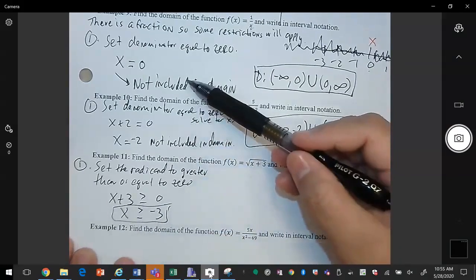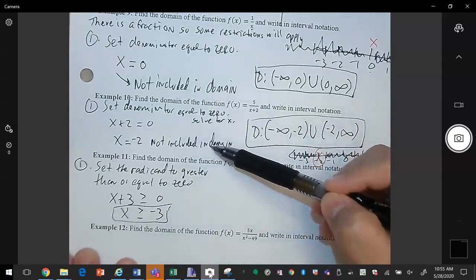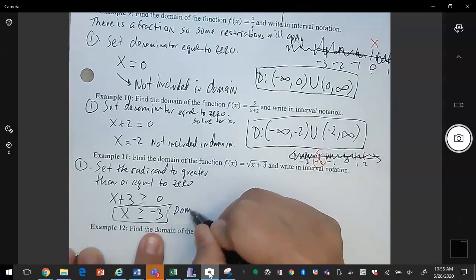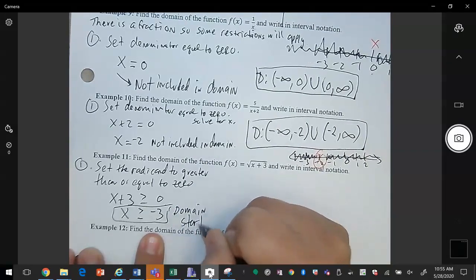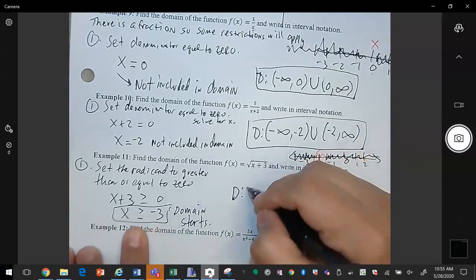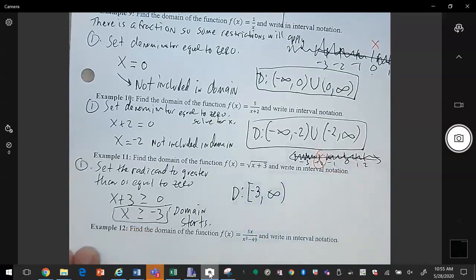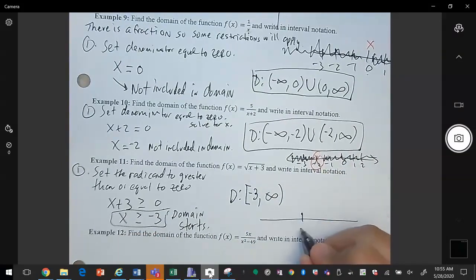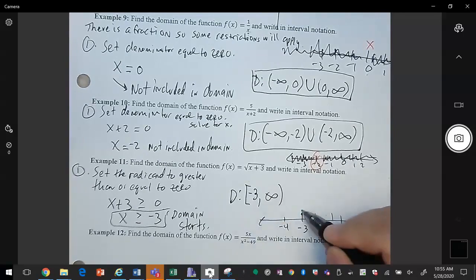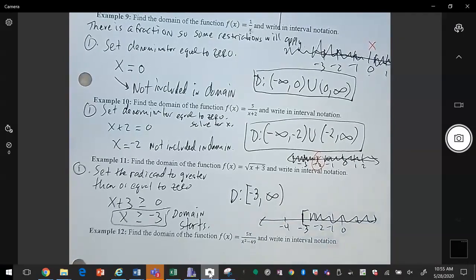Unlike the other ones that was not included in the domain, the answer you get here, this is where the domain starts. Okay, so when we write the domain, we start with this number. Since I have an equal sign, I'm going to use a bracket. So I'm going to go from negative 3 to positive infinity. So if you're looking at a number line, here is negative 3. And so we're starting here, going all the way over here.